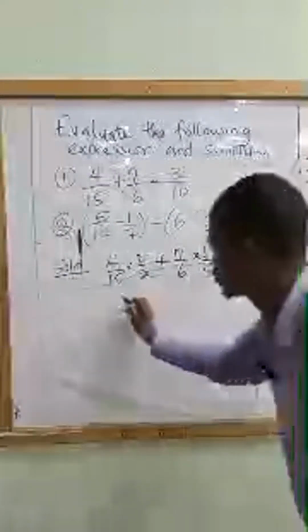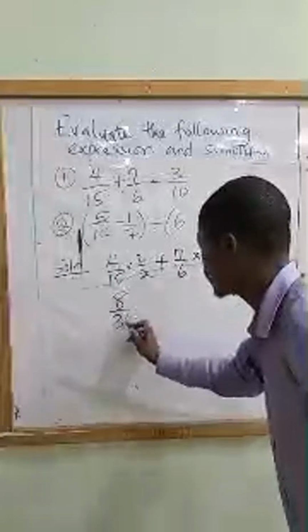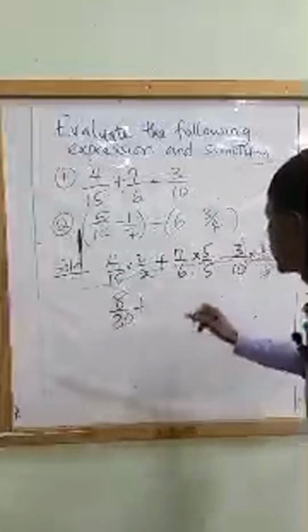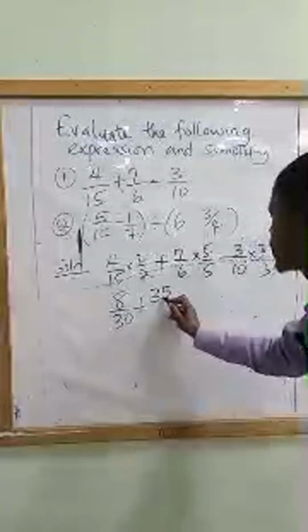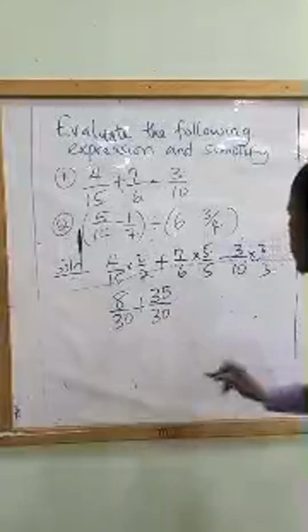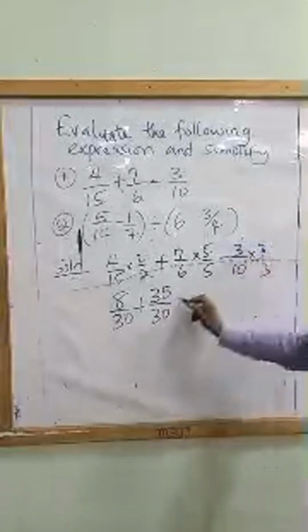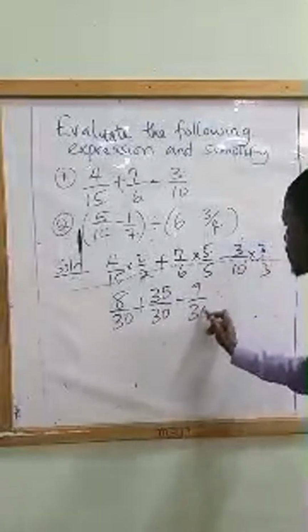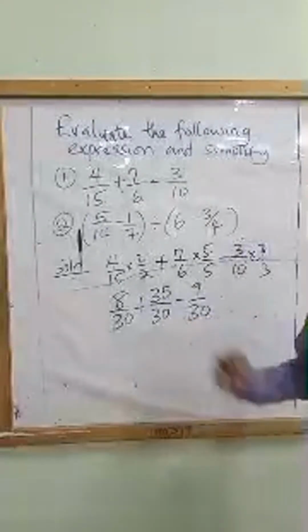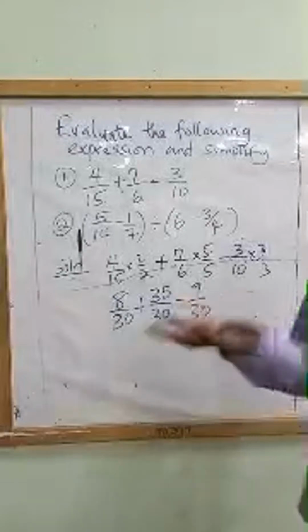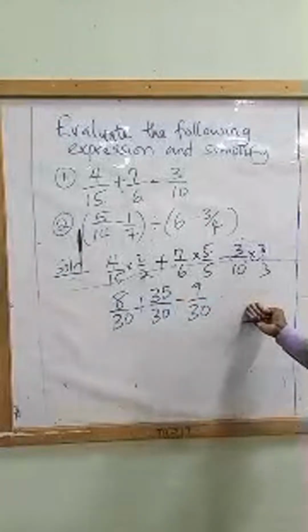And this will be equal to 8 over 30 plus 7 times 5, that's 35 over 30. And then 3 times 3, that's minus 9 over 30. And you can see now that the denominator is now equal. And that's the target for solving this question.